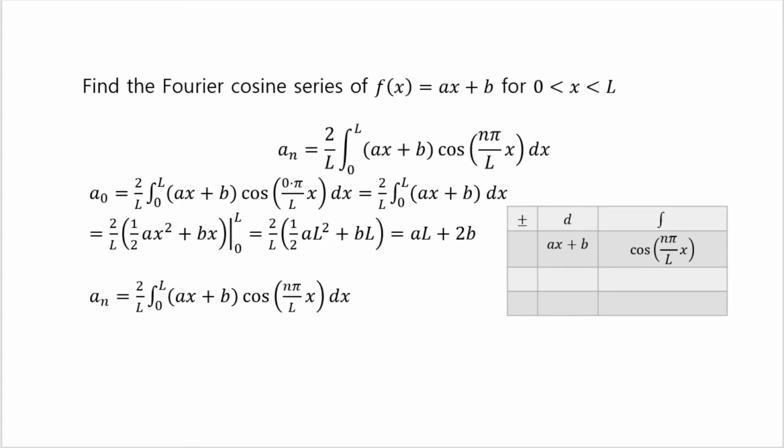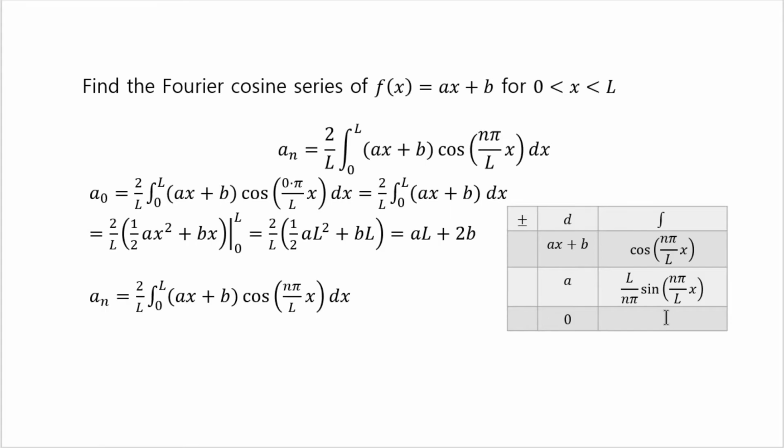Alright, so the tabular integration, ax plus b is to be differentiated, so I put it in the D column. Cosine n pi over L x is to be integrated, so I put it in the integration column. I differentiate first, and I differentiate until I hit 0. Sometimes you don't get 0, and that's the part where tabular integration becomes a little fuzzy. It's harder, but there are ways to go around it. Okay, but anyways, we're just focusing on this problem. When you get 0, you stop, and then now you integrate.